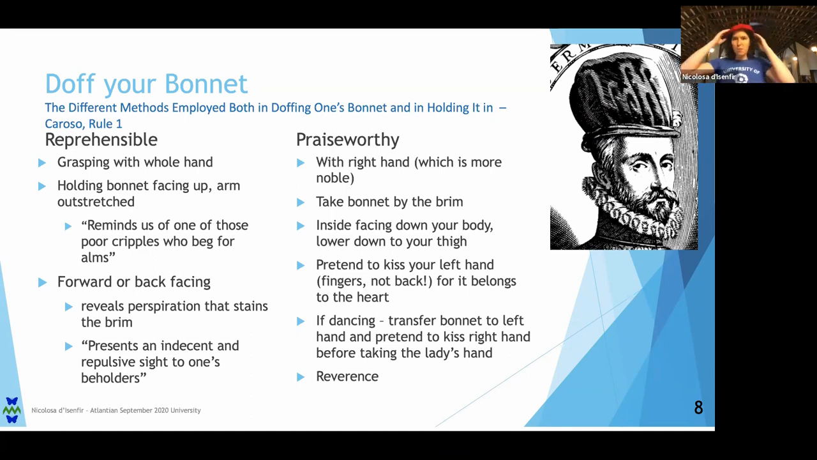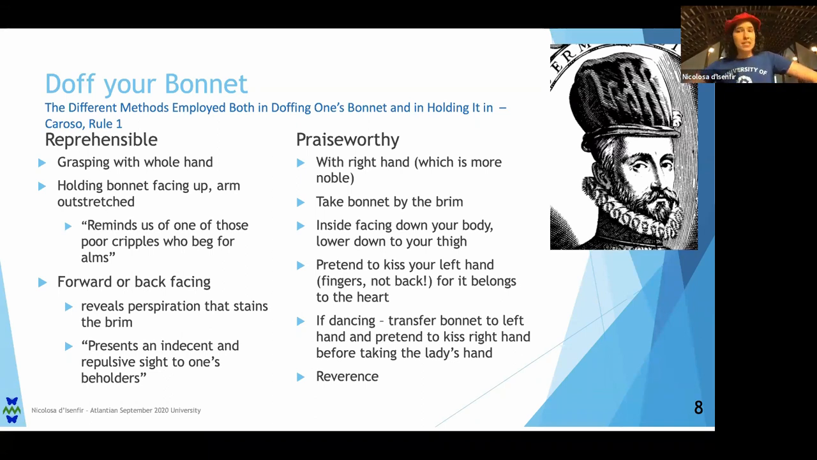So you're wearing your bonnet. I have a picture there of Caroso. I'm in the process of recreating that hat, but have not finished it yet. It's got a nice wire structure underneath it, standing up good and well. But the hat I'm wearing is basically an Elizabethan flat cap. For purposes of demonstration, it will do well enough.